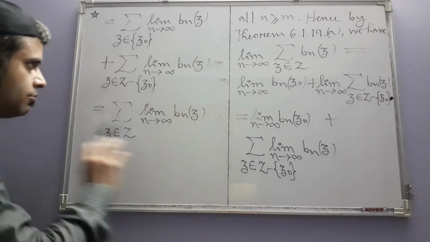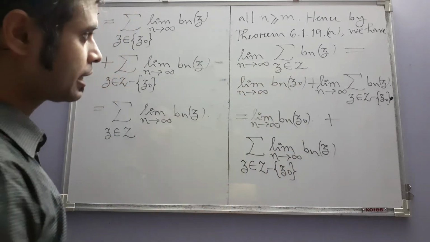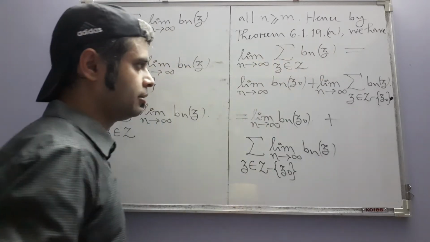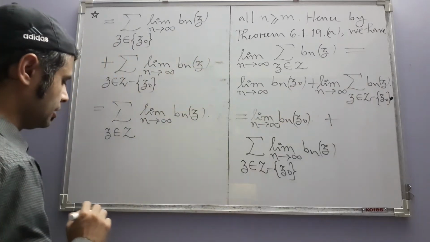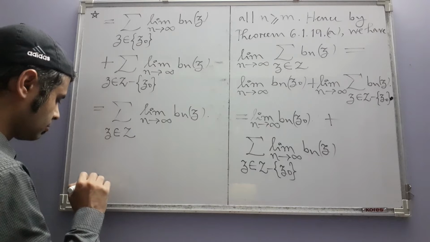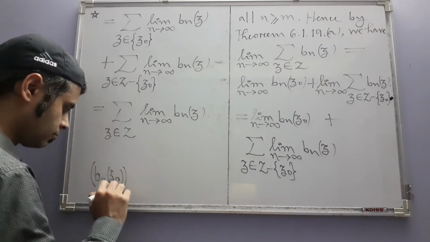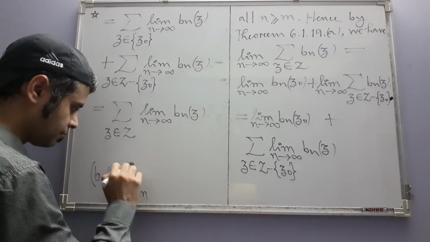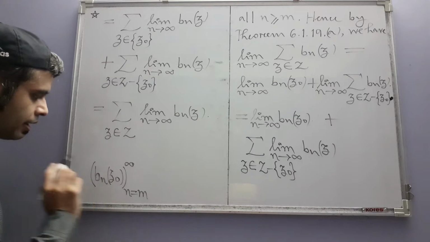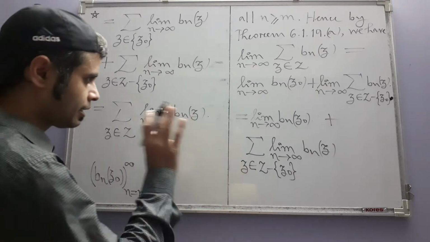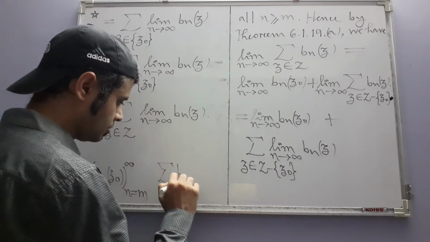Okay, now I am coming to that question of how are we actually taking the limit and exactly how are we using theorem 6.1.19. The thing is that these two sequences, you watch this. This is a sequence where n is varying from m to infinity. Its nth term is the value of the function bn at z0. And there is that other sequence, which is this.